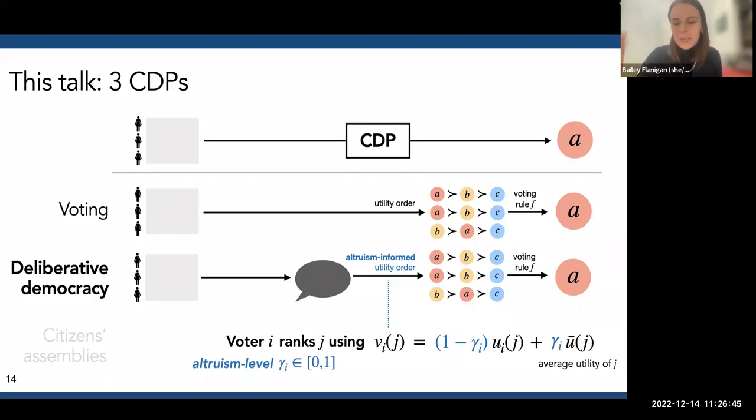So you can see for intuition that if they're not at all altruistic, AKA gamma is 0, we recover the original voting model where they're just voting based on their utilities. And if gamma_i is 1, they're purely voting based on the average utility of the alternative.